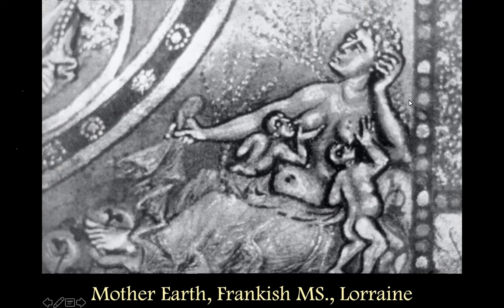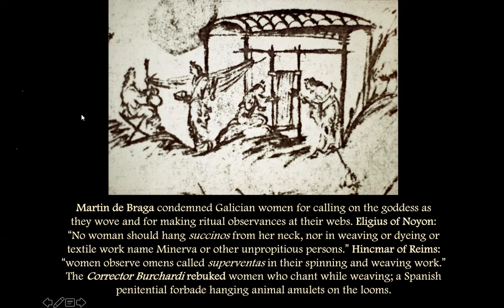And we also look in this same time period, the Frankish era, where we see pictures of women spinning and weaving. This is what they call the gynecaeum, the women's realm, the women's work area. And we have various bishops in Portugal and Belgium and the borders of Germany and France and in Spain talking about ceremonial acts bound up with spinning and weaving. So there are ritual observances in Galicia, and this Belgian guy is telling women, don't hang amulets off your neck and do not name Minerva or other unpropitious persons, as in goddesses, meaning he thinks they're demons, in their textile work. So we're getting information from the priests' mouths themselves that women are invoking goddesses in their textile work.